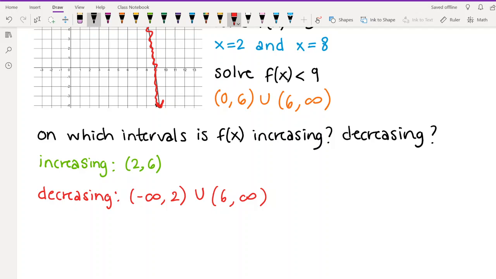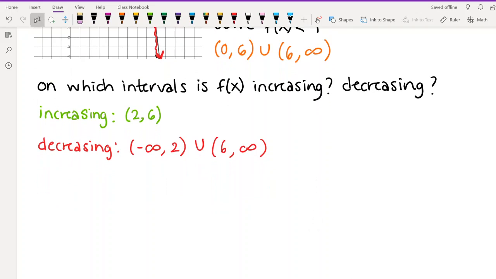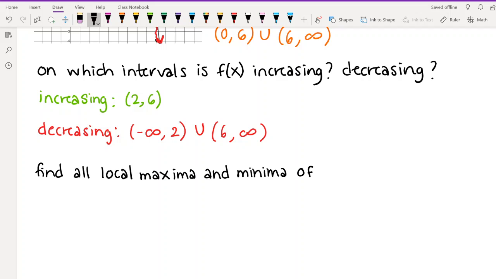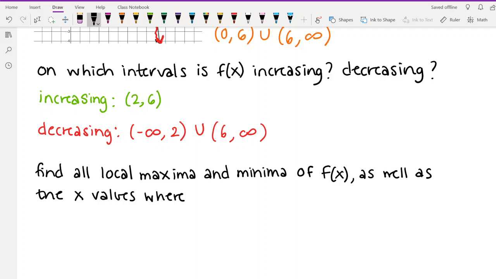Okay, last question is I want to identify the local maxima and minima as well as the x values where they occur. So find all local maxima and minima of this function, as well as the x values where they occur.